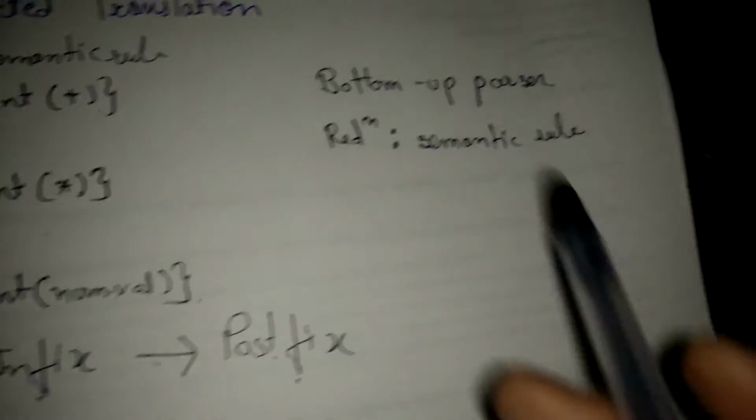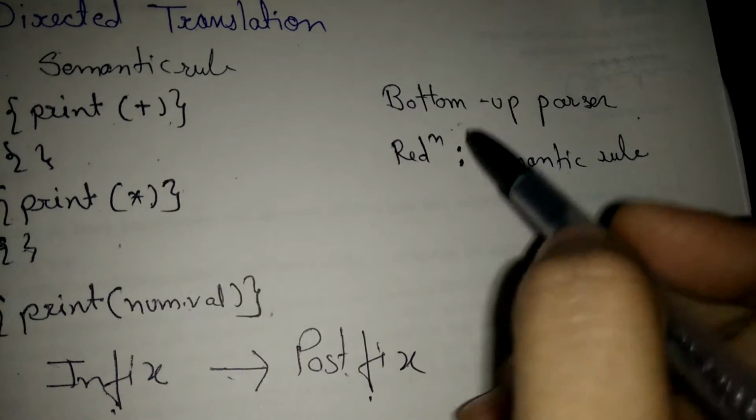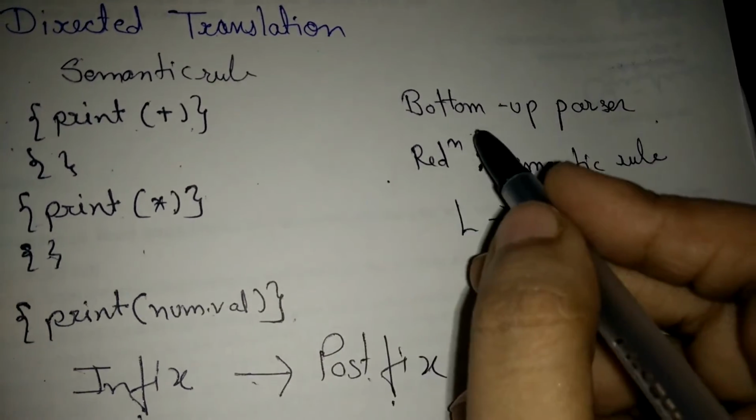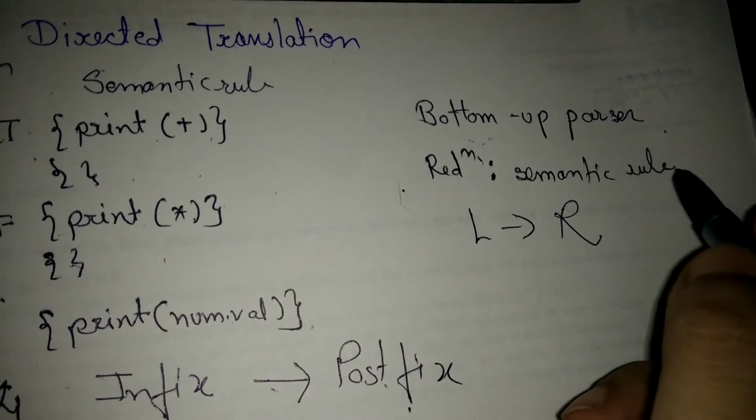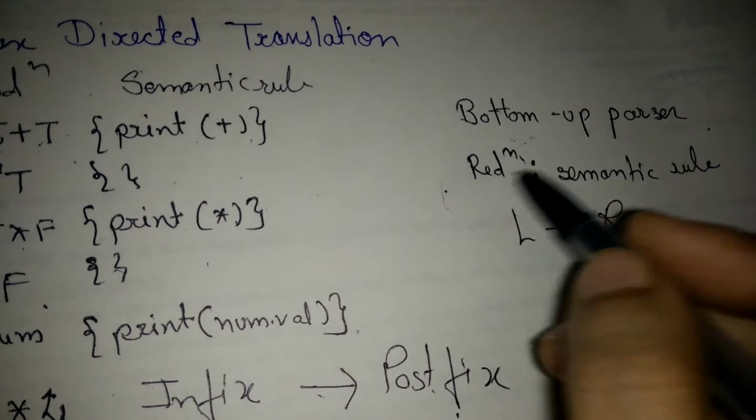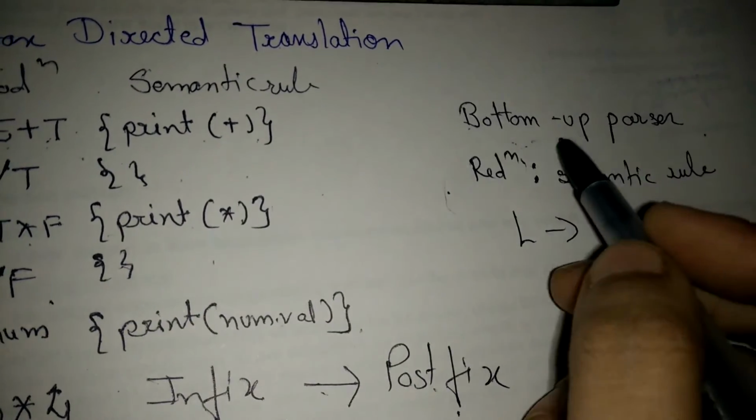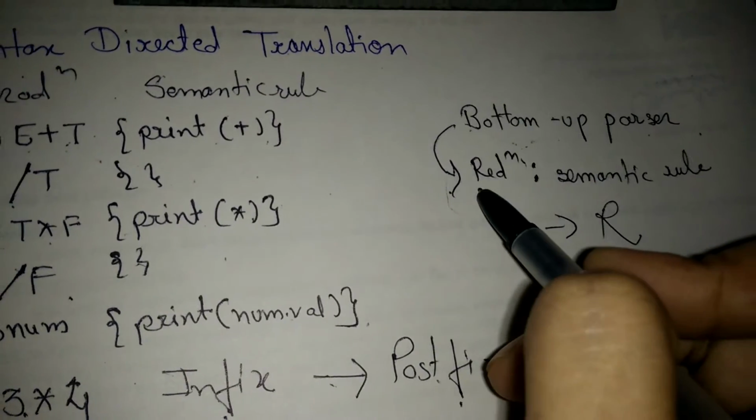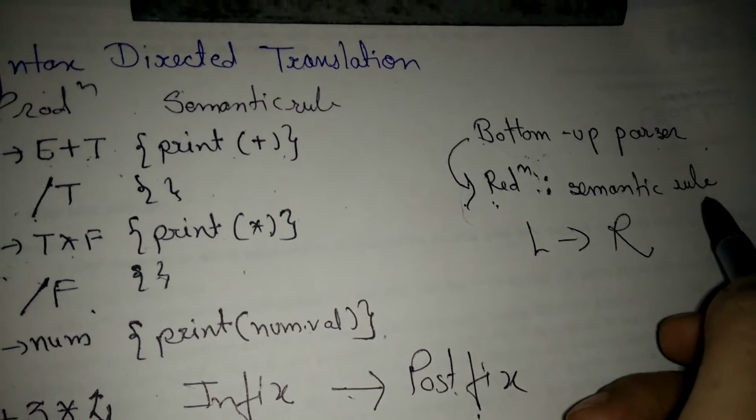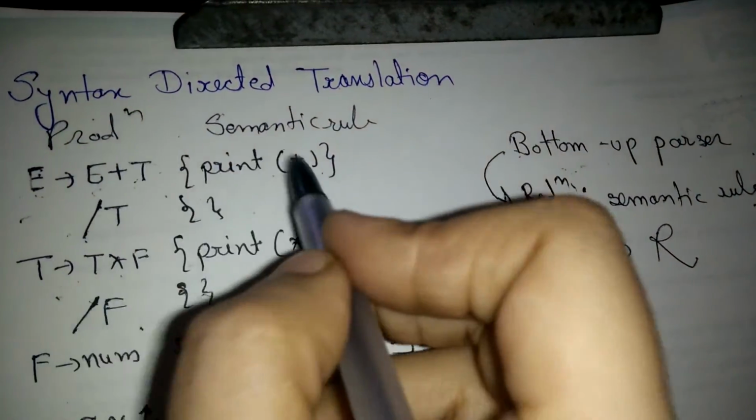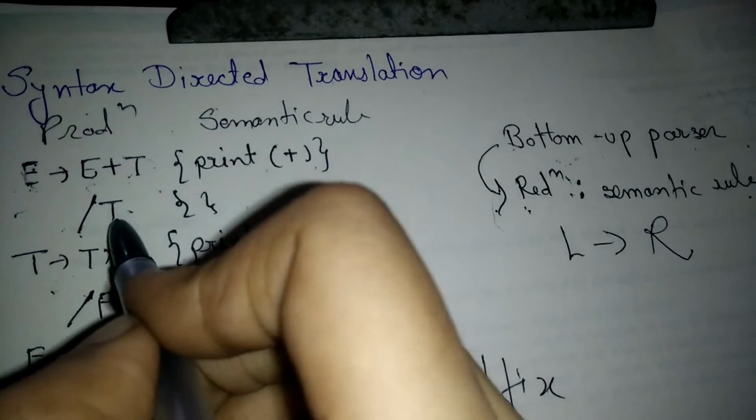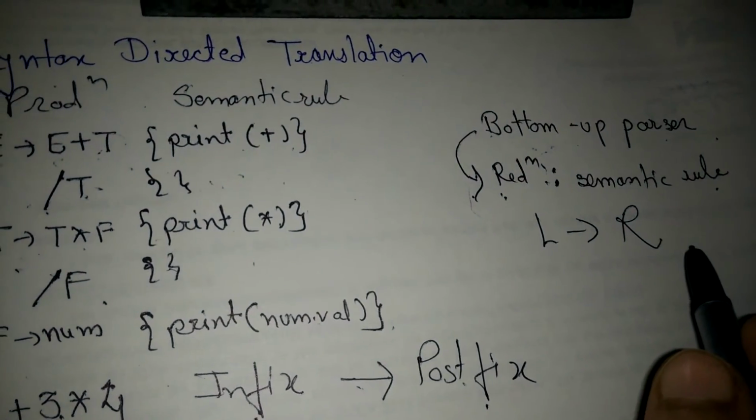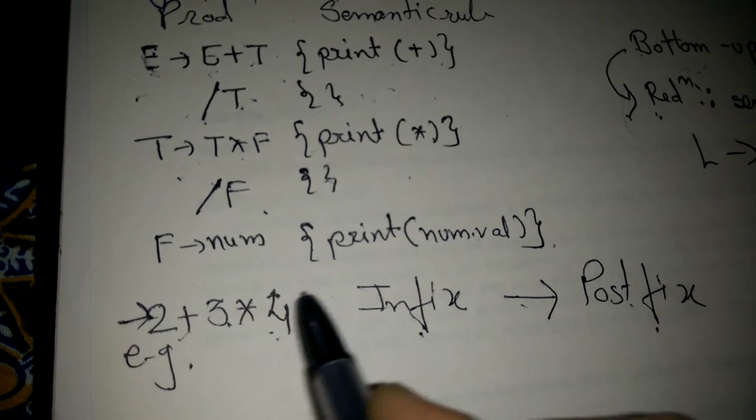Now the technique that we are going to apply here is bottom up parsing, and we are going from left to right. And what we are going to do on every reduction, we are going to apply the semantic rule. So this is what we have to remember, that we are using a bottom up parser. The characteristic of a bottom up parser is that at every reduction we have to apply a semantic rule. So if this is a reduction, then we apply this semantic rule. If this is a reduction, then we apply no semantic rule. And we are going from left to right.